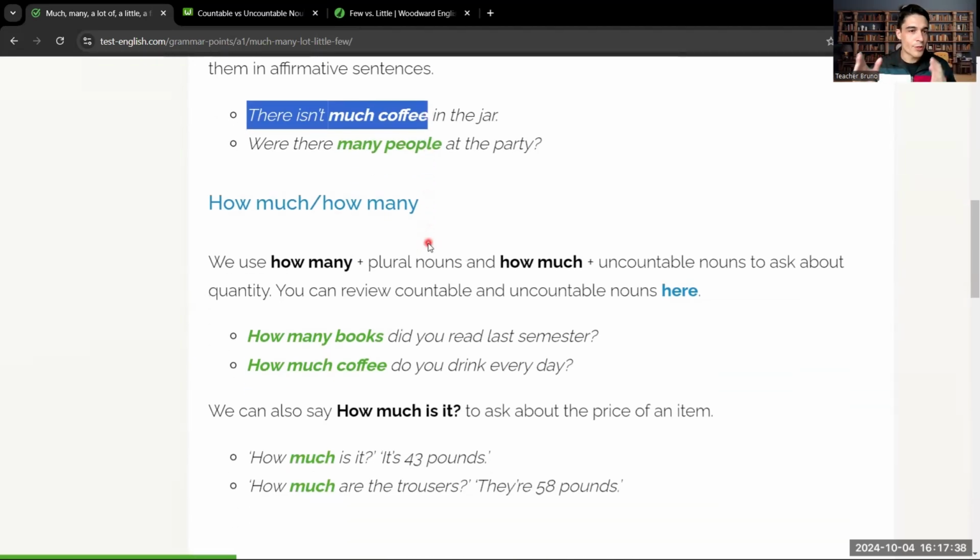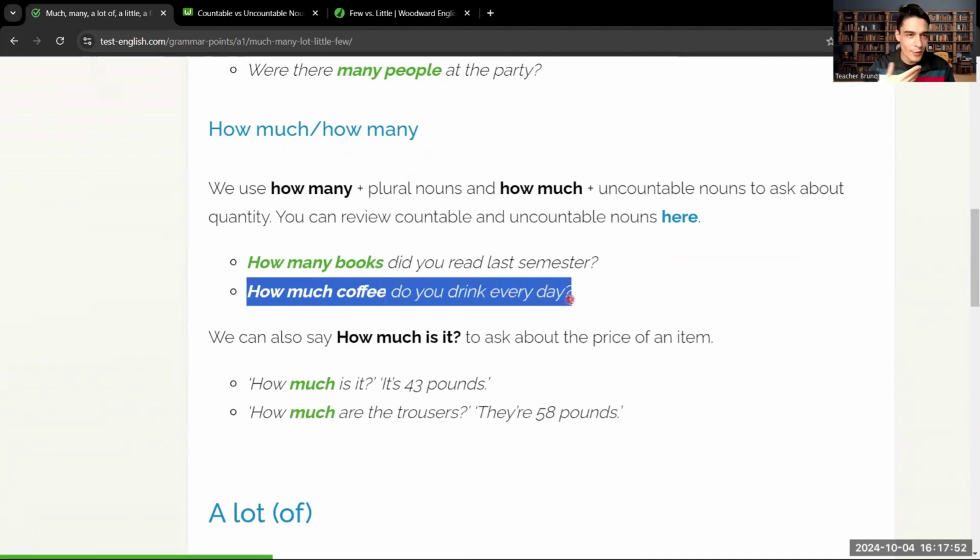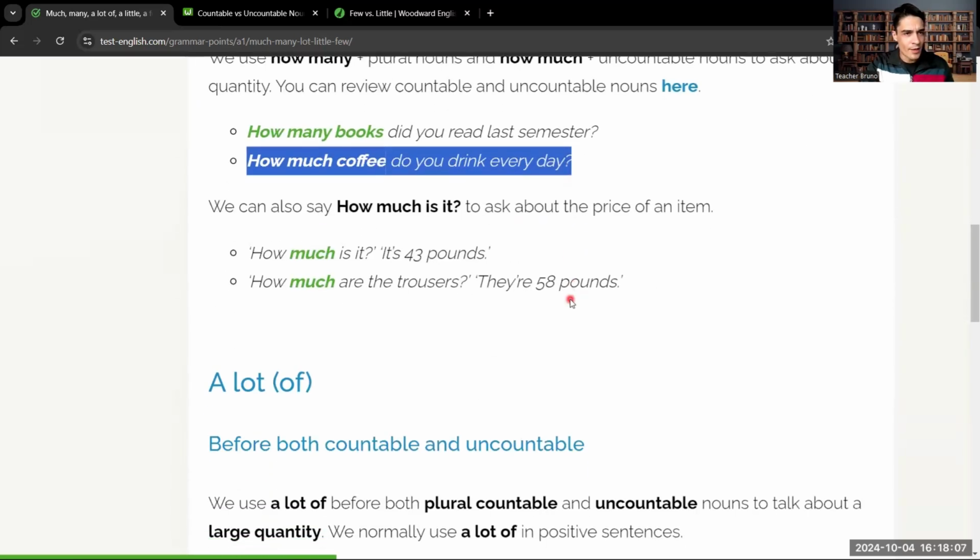Consequently, how much and how many are used to ask questions. How many books do you have? How many books did you read? Coffee is uncountable. How much coffee do you drink every day? I drink a lot of coffee. How much coffee do you drink? So coffee is uncountable. How much time do you have to study? Time is uncountable. How much is it? Price. Price is money itself, it's uncountable.